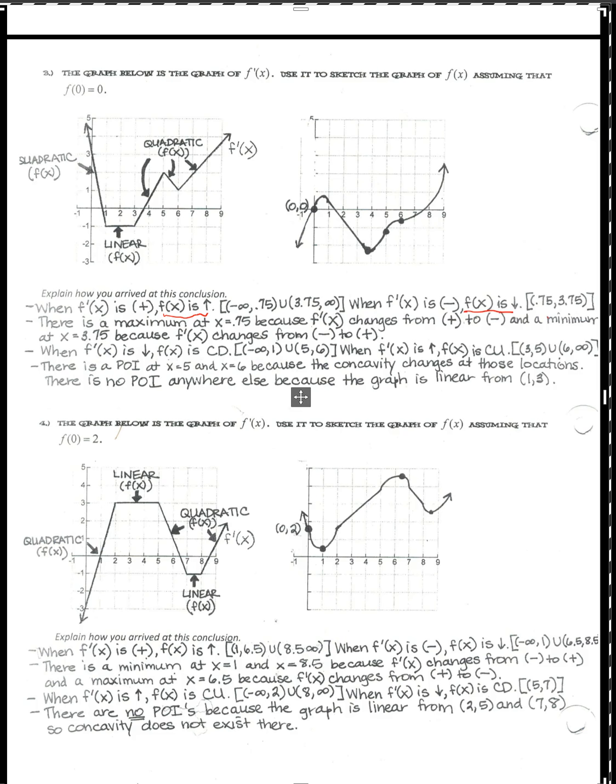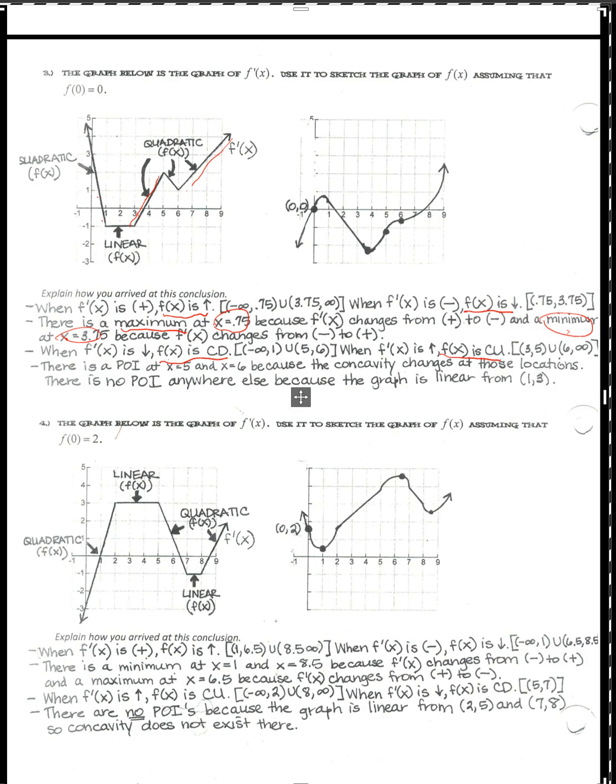Because we have a sign change from a positive derivative to a negative derivative value around x equals 0.75, that would make it a local max. And because the derivative changes from a negative value to a positive value around 3.75, that means it will be a local min. Notice that the derivative is decreasing from negative infinity to about 1, and also from 5 to 6, so that's where the original function will be concave down. And the derivative is increasing from 3 to 5 and from 6 to infinity, so that's where the function will be concave up.